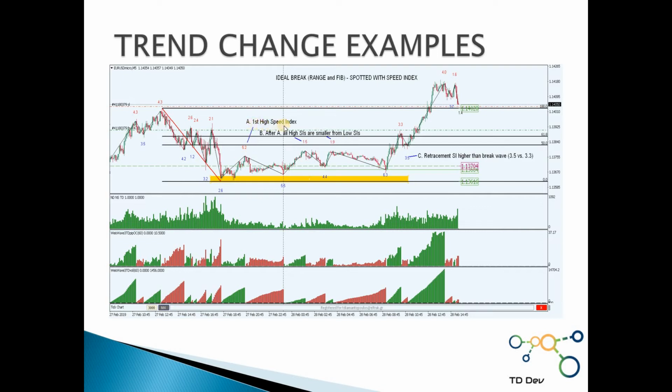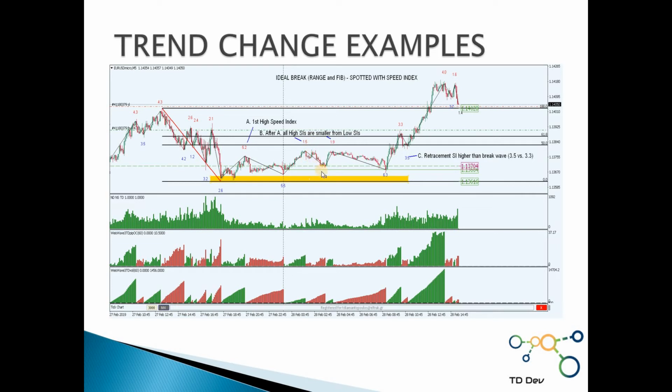Okay, that's the first high speed index from all the previous waves. Then on the down wave we see a 5.5, which means smart money is buying at the down move. Then on the up wave we go very easily, very fast. That's the 1.5 speed index.